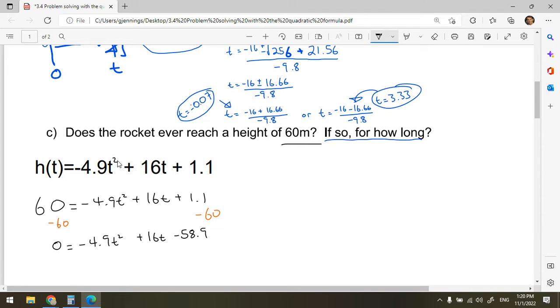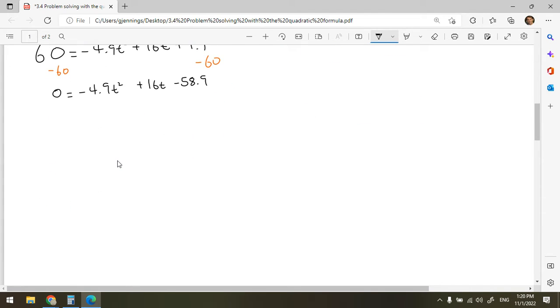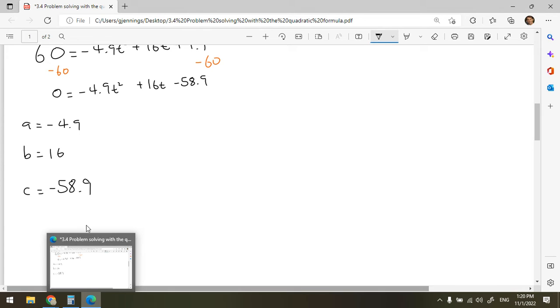So let's find out. Make our little chart with our A, B, and C. So our A is here, negative 4.9. Our B is still 16. And our C is now negative 58.9. It really doesn't look good. Okay, let's check out why.